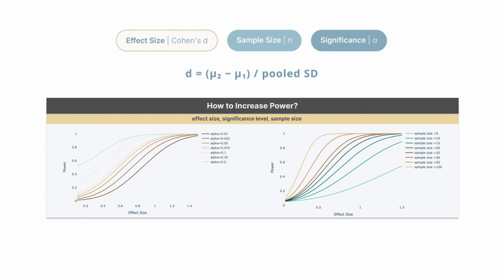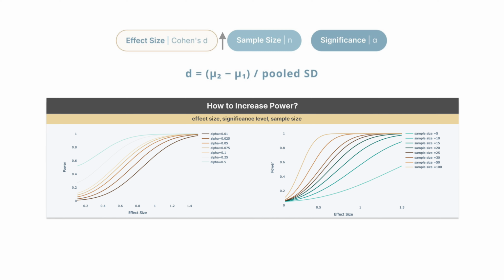So how do we increase statistical power? There are three factors. First is effect size. A larger true difference between groups or reduced measurement noise makes detection more straightforward. As the two distributions move further apart, their overlap diminishes and power increases. In practice, this might mean refining your experiment design, selecting a more sensitive measurement, or targeting a subgroup where the effect is expected to be stronger.